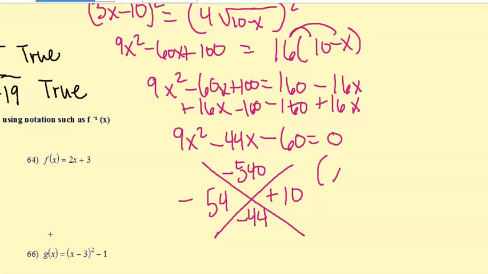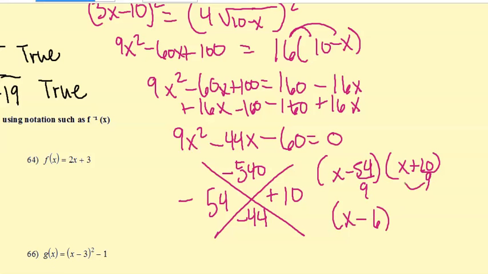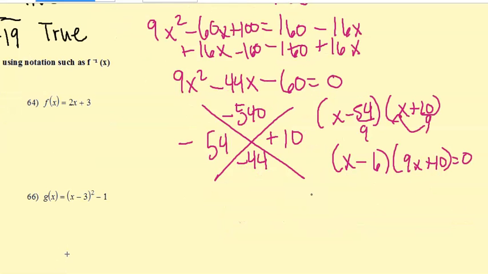So then we have x minus 54 times x plus 10. And then you want to divide these by a because a is not 1. Simplify as much as you can. X minus 6 times, slide this to the front, 9x plus 10 equals 0. So you have your two roots, x equals 6 or x equals negative 10/9.